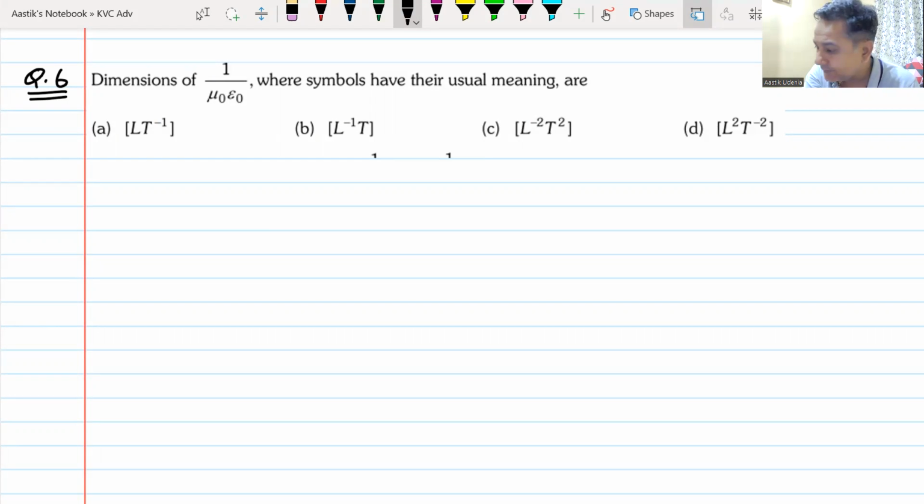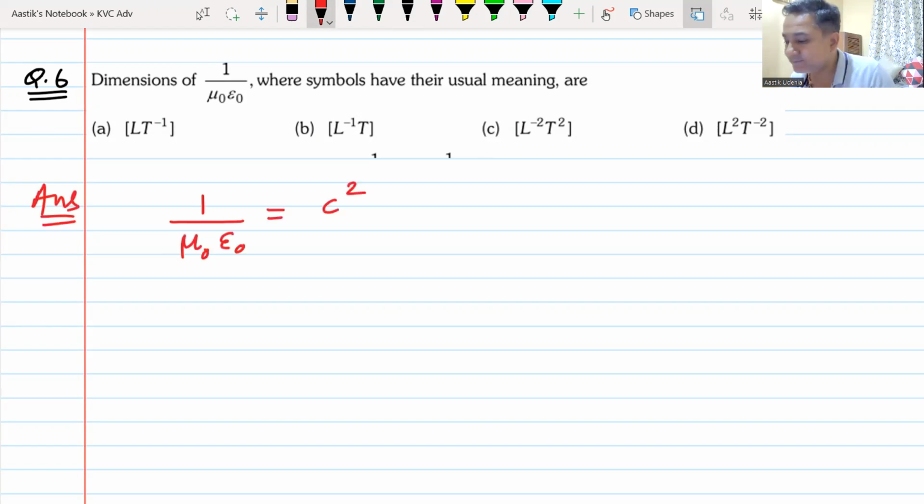Do you get this? Now, instead of going any further, you must know, and I will do it here, answer or solution: 1 by mu naught into epsilon naught is actually equal to c square. Do you know this?